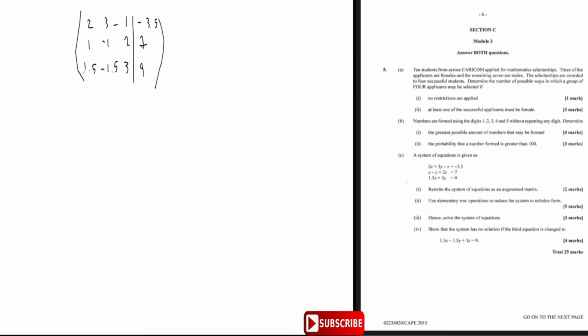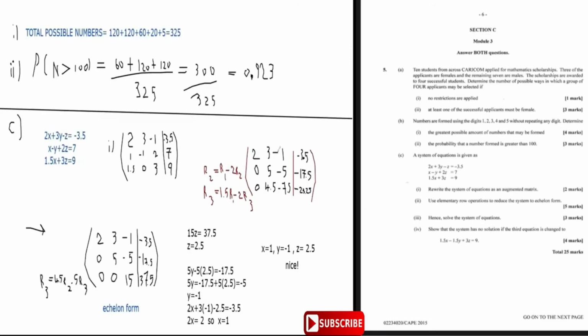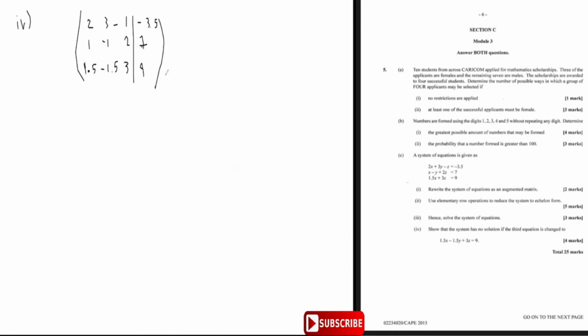All right, so if this was what we had, then of course what they're saying is show that this has no solution. To show that this has no solution, which is part four, again, we already know when we row reduce it what we would get for row two. I'm just writing about the same. Most of them would be the same.